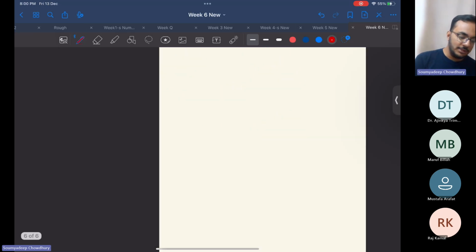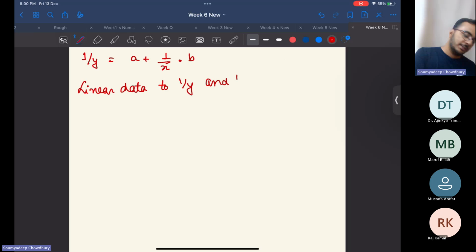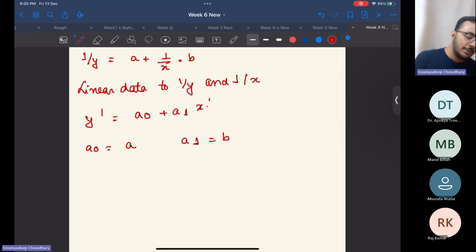Similarly here, what is the equation we are getting? It is 1 by y equals a plus b times 1 by x. So now you fit linear data to 1 by y and 1 by x, right? You get y dash equal to a0 plus a1 x dash. If you compare this with the equation, directly you can write a0 equals a and a1 equals b. From this you can find your a and b.